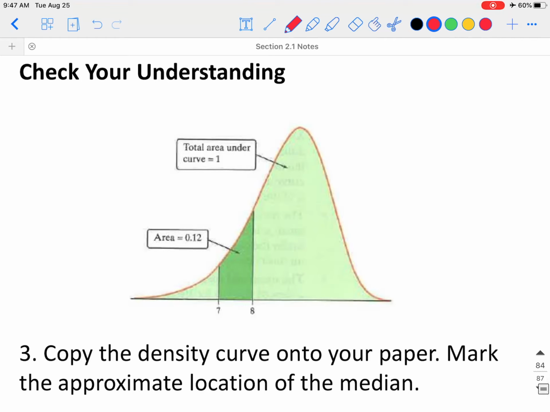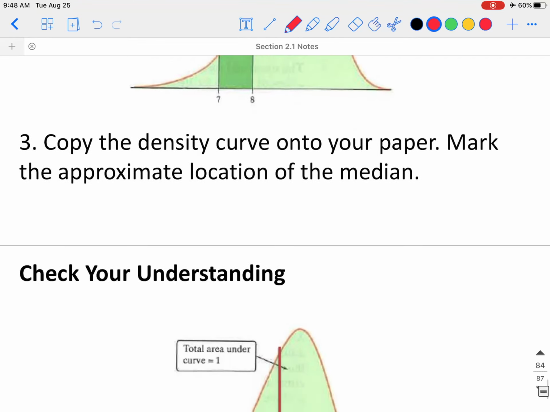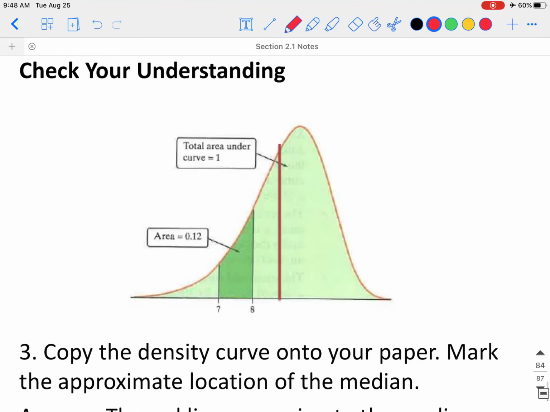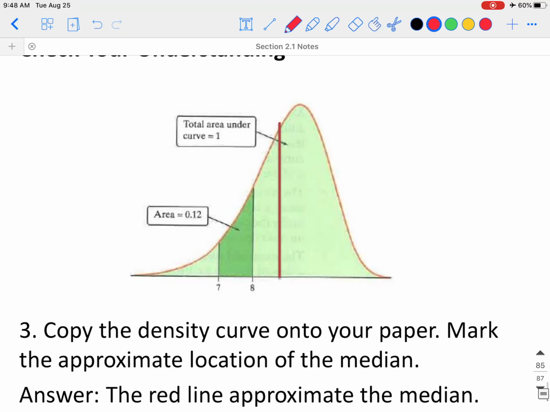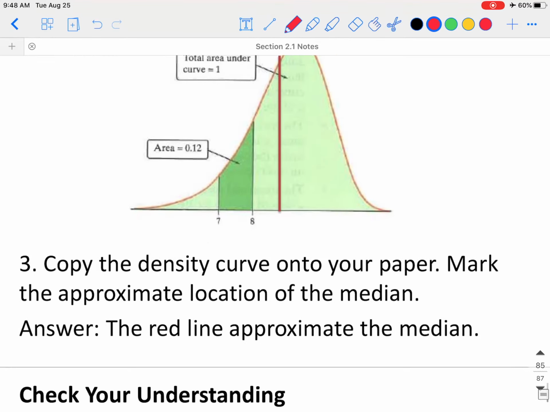We need to copy the density curve, and then we need to mark the approximate location of the median. Now, our median is located so that half of the data is to the left and half of the data is to the right. So if we draw this red line, about half of the data would be to the left of it and half of the data would be to the right. So the red line is an approximation of the median.